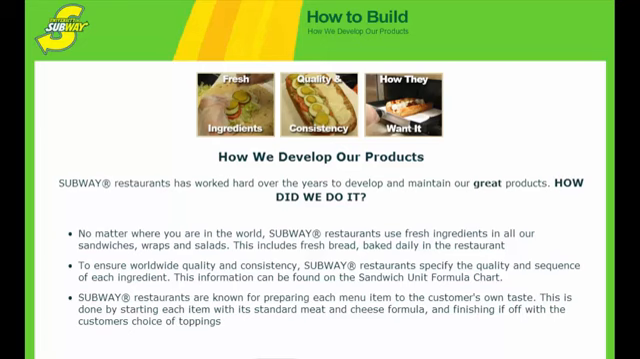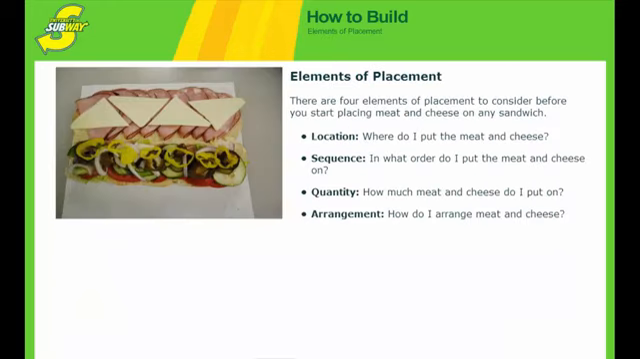Subway restaurants are known for preparing each menu item to the customer's own taste. This is done by starting each item with its standard meat and cheese formula and finishing it off with the customer's choice of toppings. There are 4 elements of placement to consider before you start placing meat and cheese on any sandwich. Location. Where do I put the meat and cheese? Sequence. In what order do I put the meat and cheese on? Quantity. How much meat and cheese do I put on? Arrangement. How do I arrange the meat and cheese?